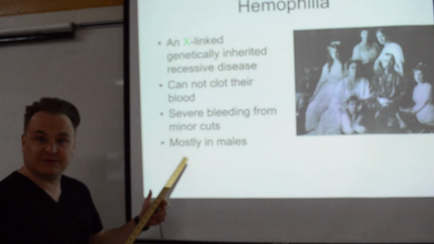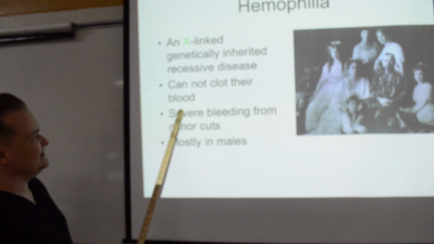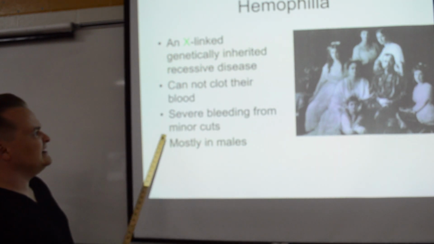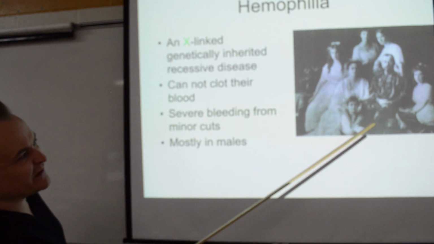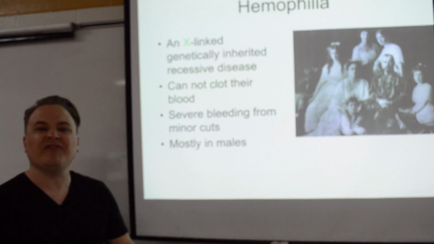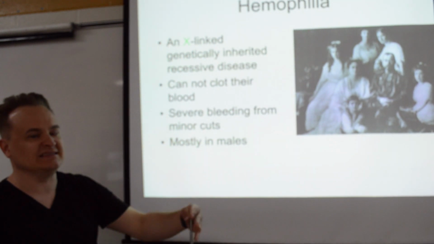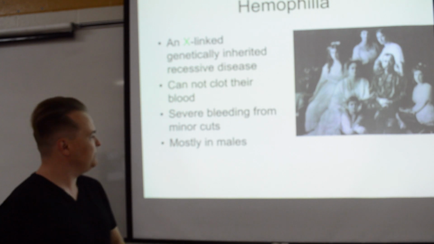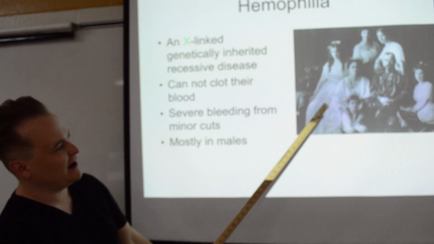Hemophilia. We talked about that right now, the bleeding one, right? An X-linked genetically inherited recessive disease. They cannot clot their blood, with severe bleeding from minor cuts, mostly in males. And this is Queen Victoria's family. She was a known carrier of hemophilia. They traced her family line and they could predict the chances of her children having hemophilia. Pretty interesting. It mostly showed up in the men. This poor little guy right down here.